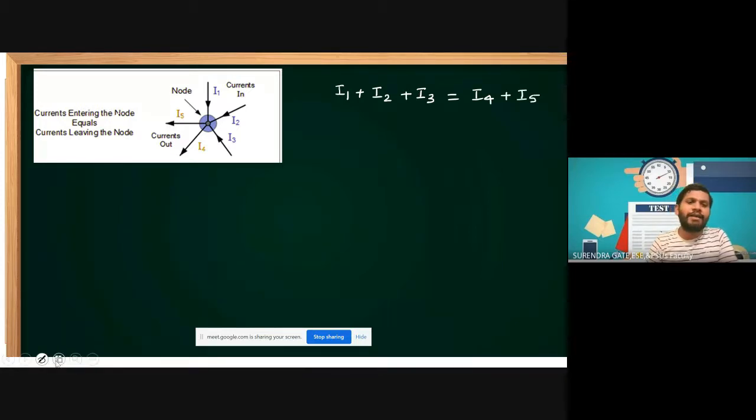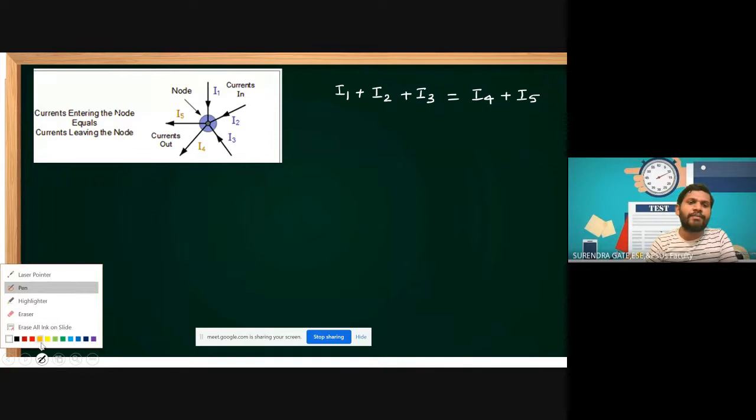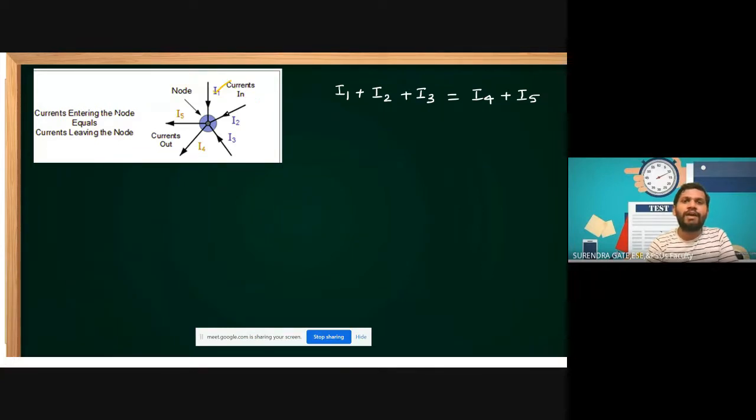Which currents are entering and which currents are leaving? Friends, I1, I2, I3 are entering, and I5 and I4 are leaving. That's why I take I1 plus I2 plus I3 equal to I4 plus I5. Or this we can also write according to KCL, students: I1 plus I2 plus I3 minus I4 minus I5 is equal to 0.